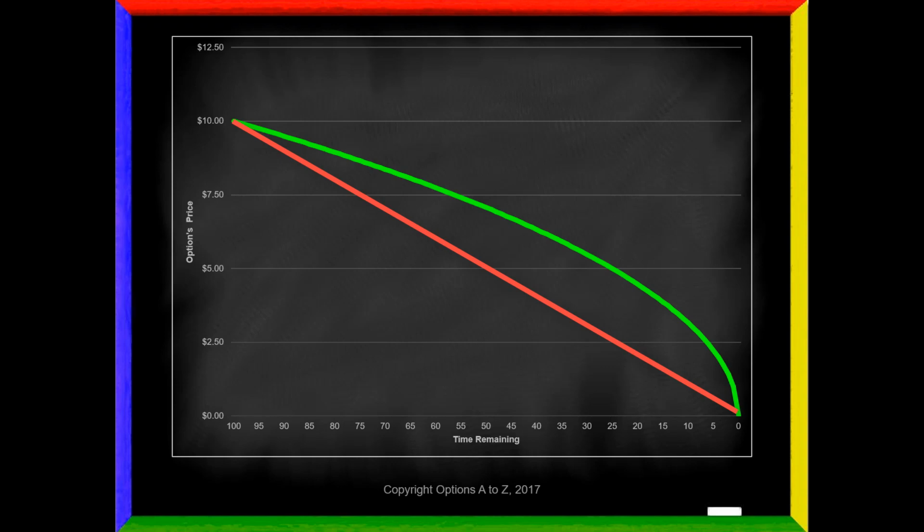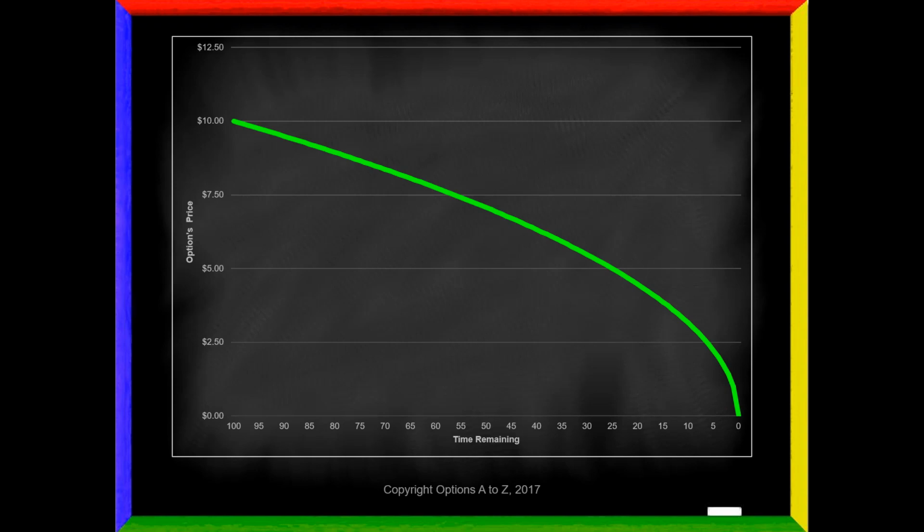When half the time has passed, half the option's price has fallen off, and so forth. That's what we would call linear pricing. It's not the way that option prices work. They are actually priced according to the square root of time. So that's what causes this curved, what we call a time decay graph.